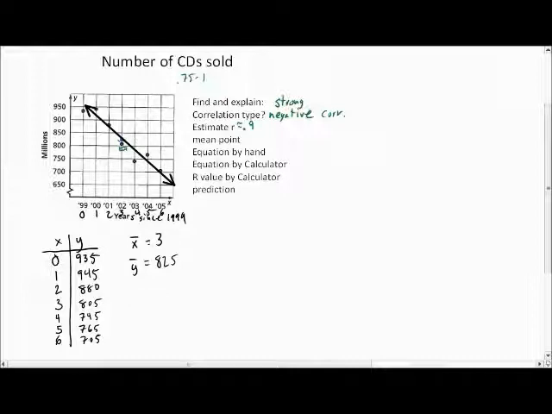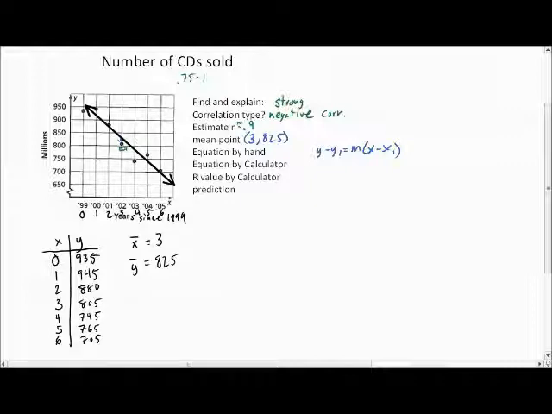Alright, so we got our mean point. The mean point is 3, 825, and then we need an equation by hand, and so for the equation by hand, we're going to use y minus y1 equals m times x minus x1, just like that. And so we'll go ahead and we need a slope.